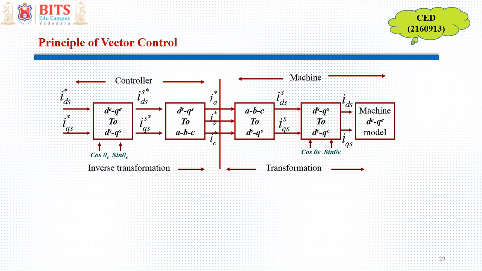And what is the core idea? The core idea is that you would like to keep machine flux constant and you would like to change the torque to get the required speed, right? If speed is less, you would like to accelerate. If speed is more, you would like to reduce. And if speed is the required speed, then you would like to continue in a steady state with that particular speed. So that is the principle of vector control.